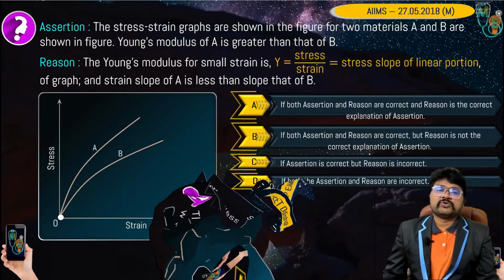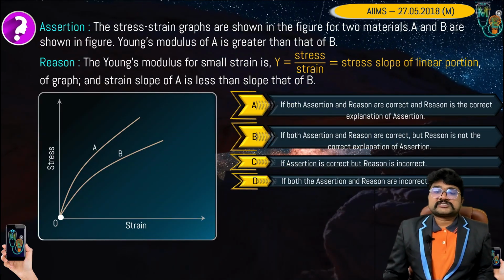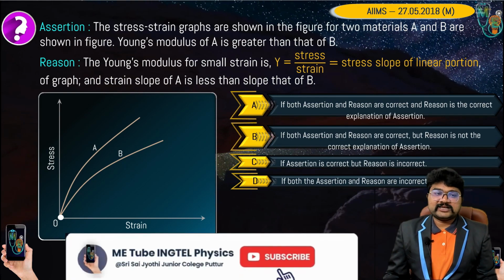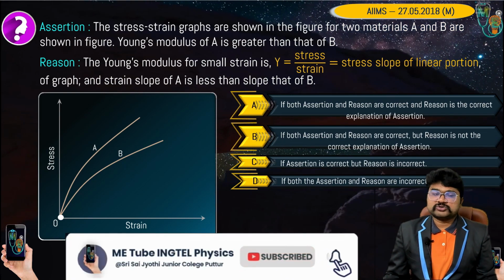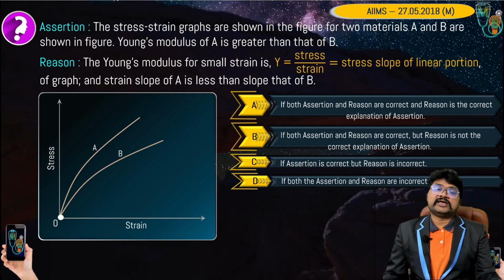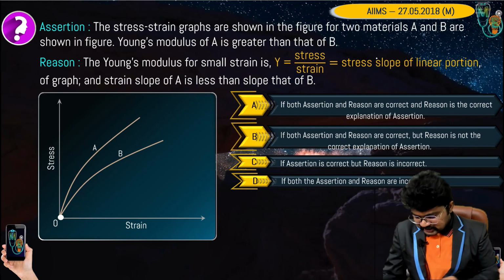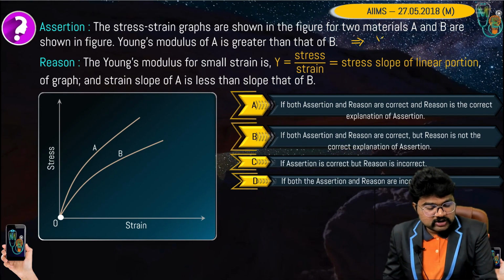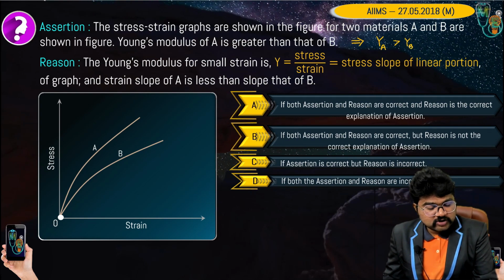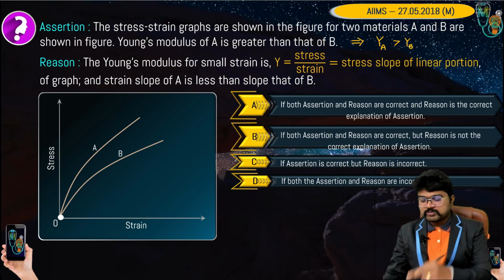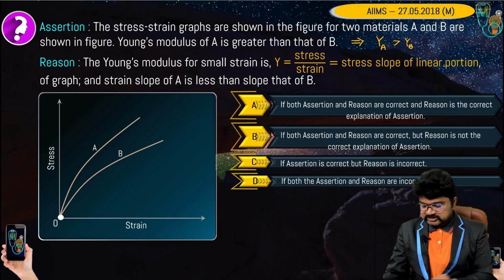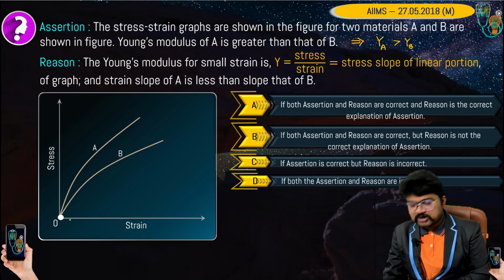Now we can have a look at the stress strain graphs shown in the figure for two materials, A and B. Young's modulus of A is greater than that of B. So what is given here? Young's modulus of A greater than Young's modulus of B is given. And one more thing, the Young's modulus for small strain, very small strain.